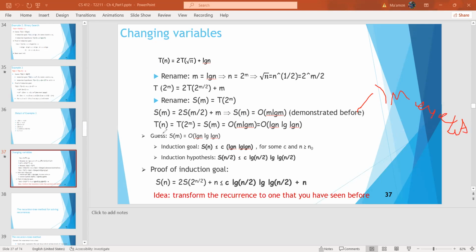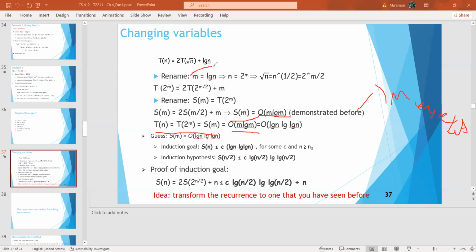Now we have T of N equal T of 2 of M. This is what we have done before, which is equal S of M, which is equal O of M log N.